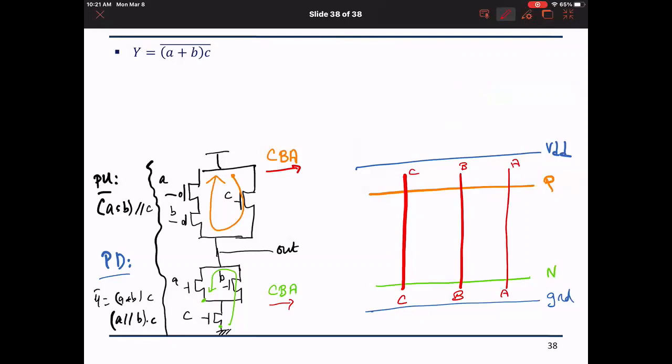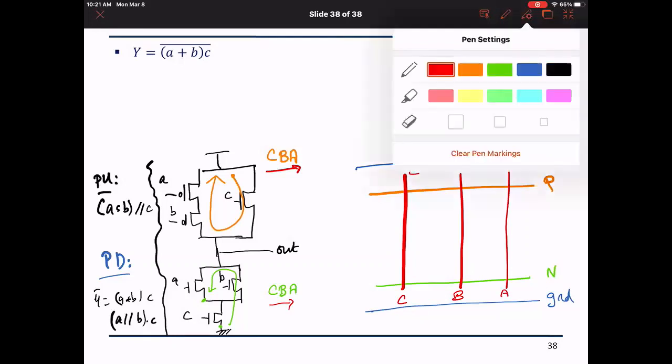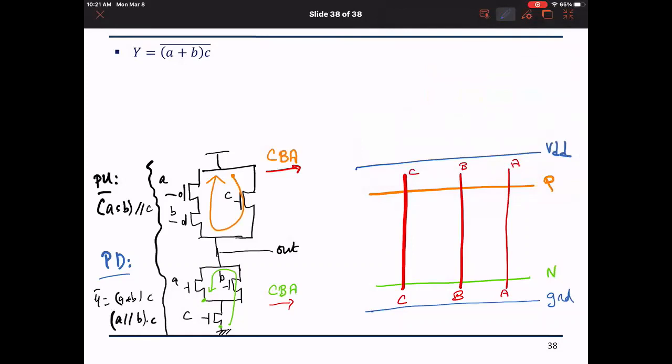Now let us see what are the intermediate nodes so that we call them. This is a ground. This is an intermediate node 1. This is out. This is VDD. So this is an intermediate node 2. Okay, so let us start. Follow the arrow. Yeah, follow the arrow.